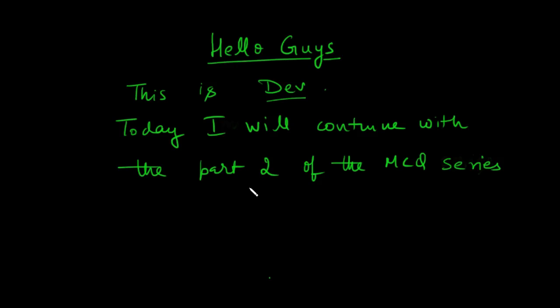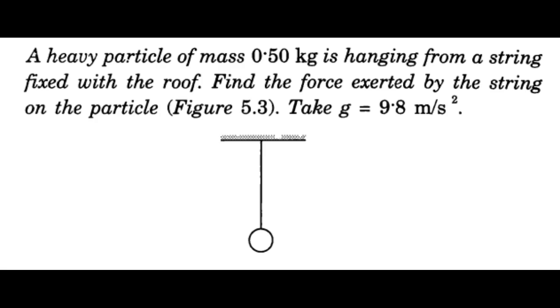Today I am going to continue with part 2 of the MCQ series, okay? Alright, so this is the first question. A heavy particle of mass 0.5 kg is hanging from a string fixed with the roof. Find the force exerted by the string on the particle, okay?